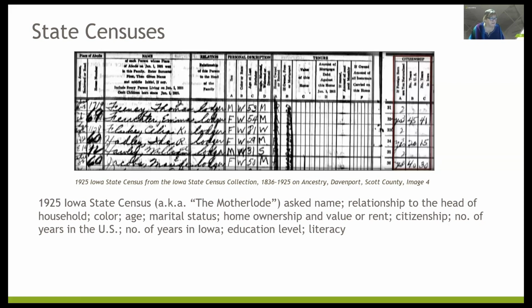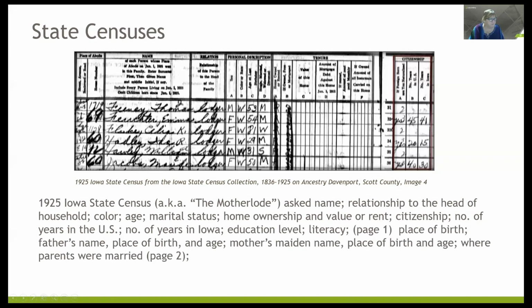We also have state censuses. The Iowa state census is what we love, called the mother lode. It gives us the name, relationship to the head of household, color, age, marital status, home ownership, value or rent, citizenship, number of years in the US, number of years in Iowa, which is great for tracking migration, education level, literacy, and that's just page 1.